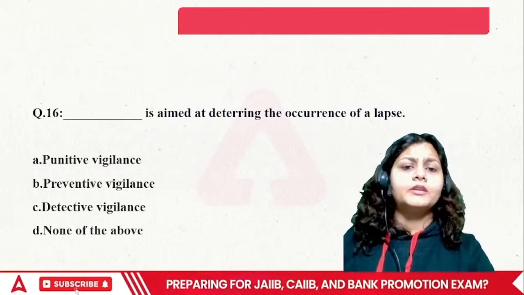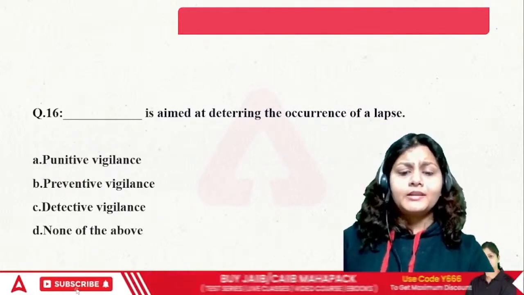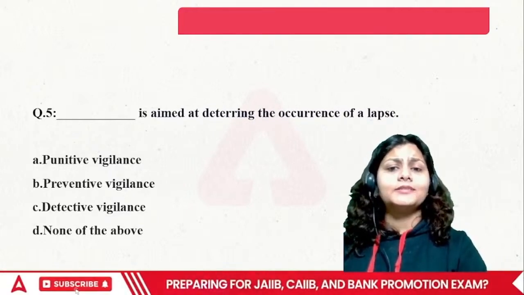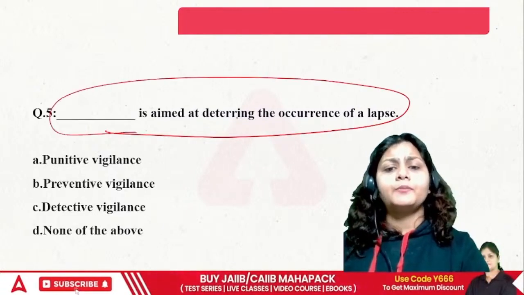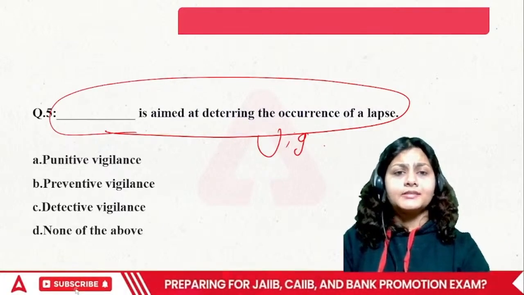Now we have the fourth question, that is, fifth question, sorry. What is aimed at deterring the occurrence of lapses, right? So we have three types of vigilance. What is vigilance actually? What is the meaning of vigilance?